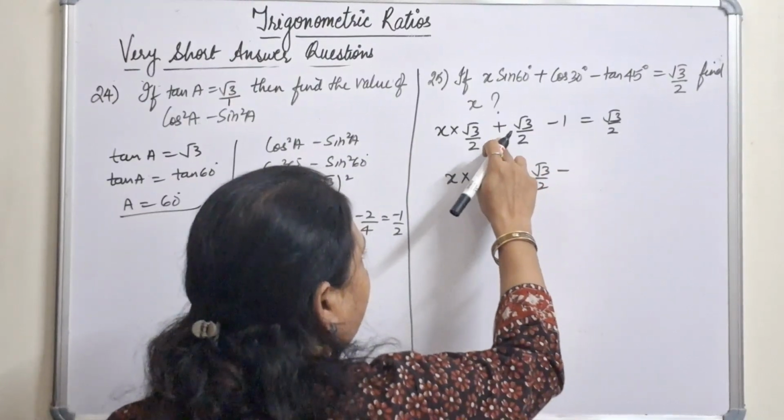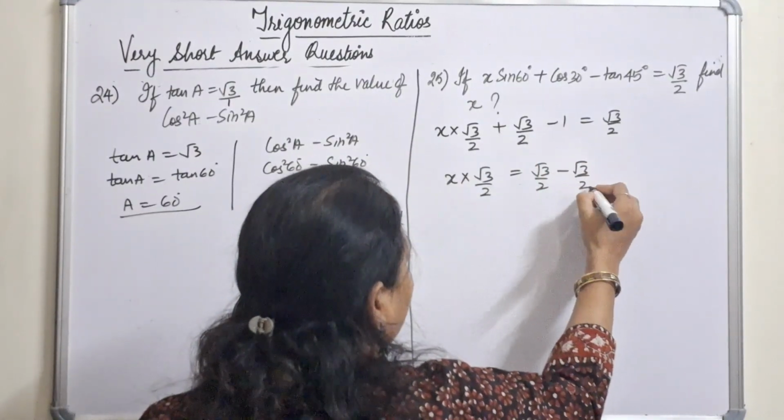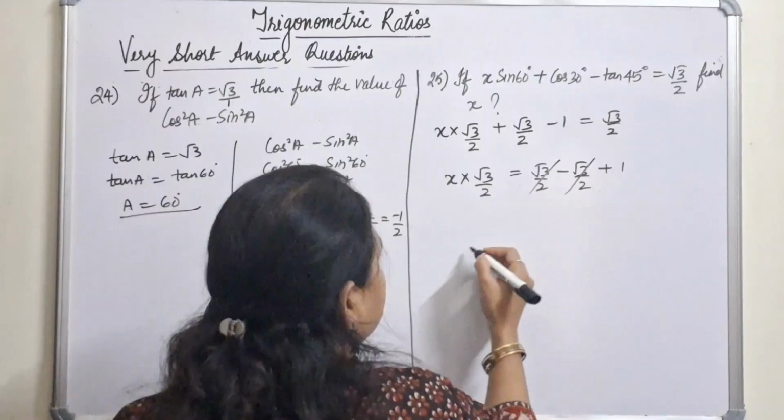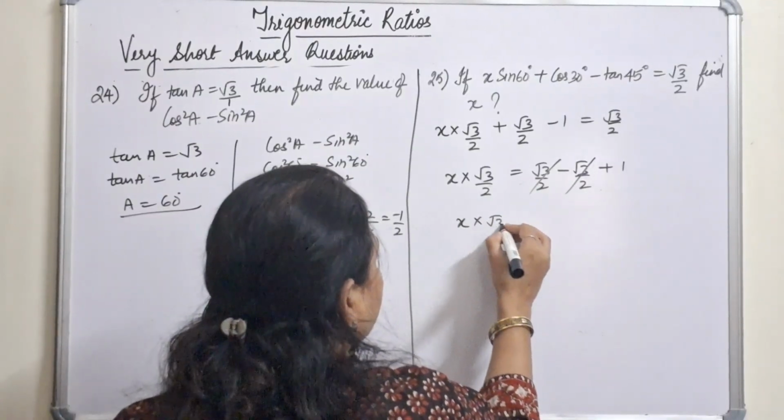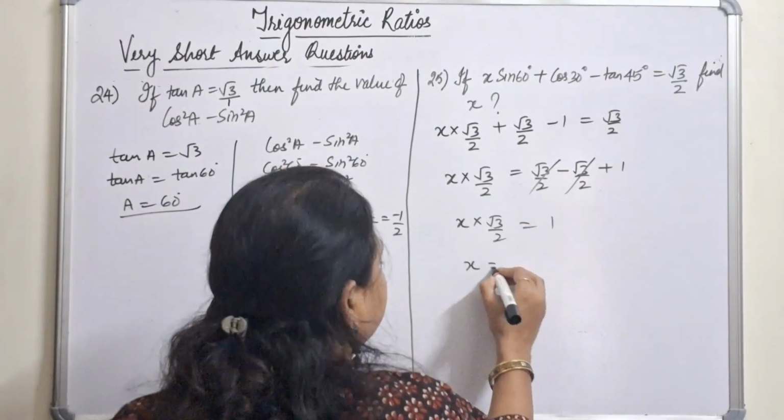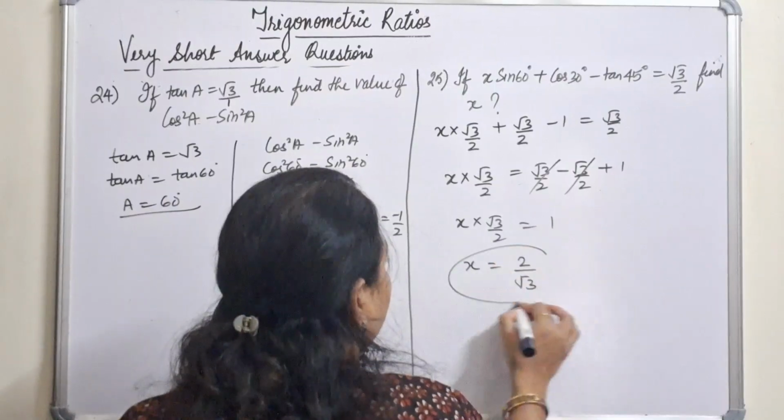So x into root 3 upon 2 is equal to root 3 upon 2. This will be transposing there. So minus root 3 upon 2 plus 1. So this is cancelled. X into root 3 upon 2 is equal to 1. So x can be written as 2 upon root 3.